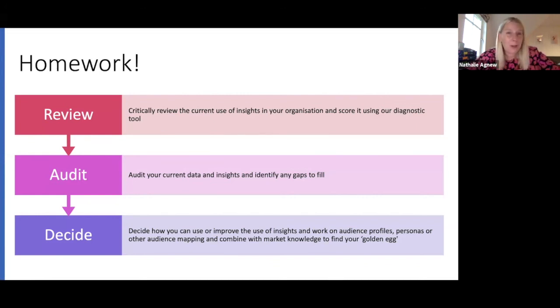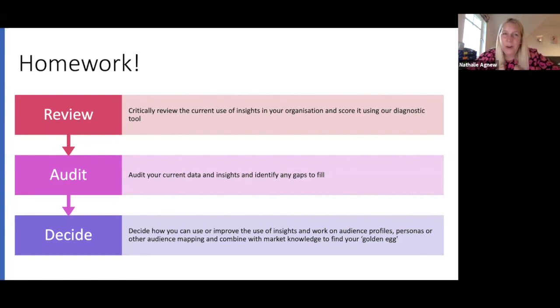And going back to what Shruti said about the best place to start really being an audit, I would definitely recommend carrying an audit out, really understanding what insights are available within your organisation, and then identifying and filling any gaps that there might be. And then just thinking about how you can build upon the insights you have.